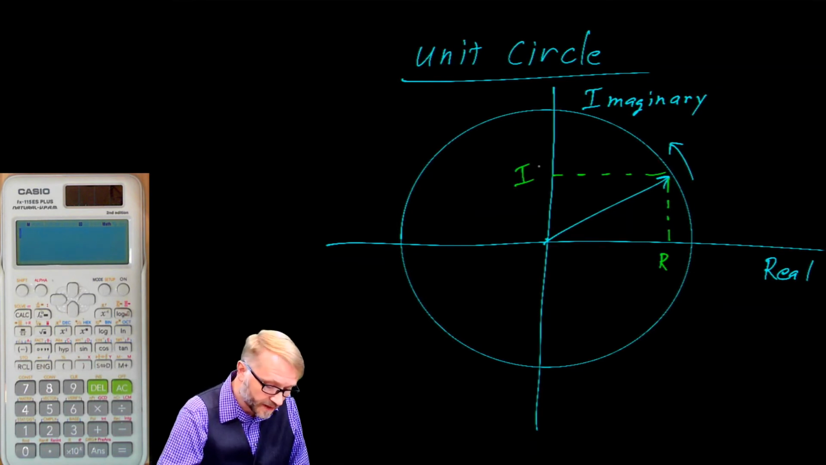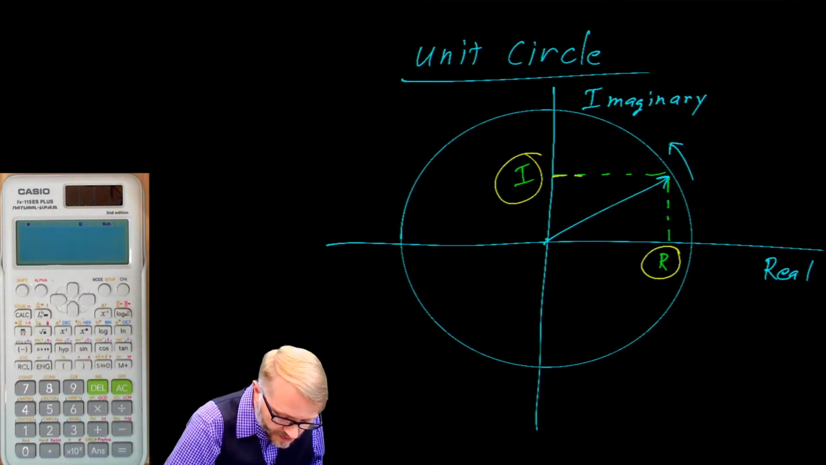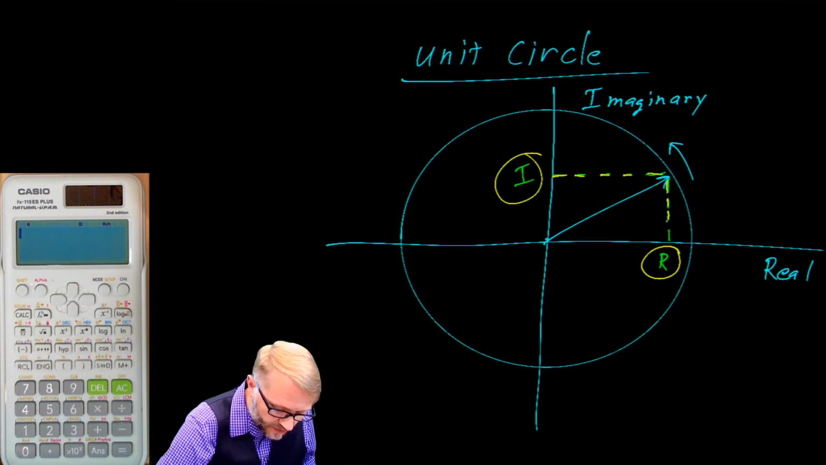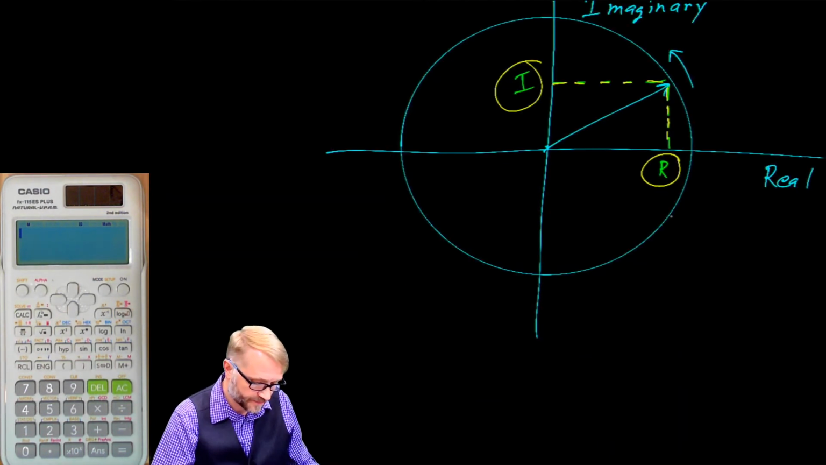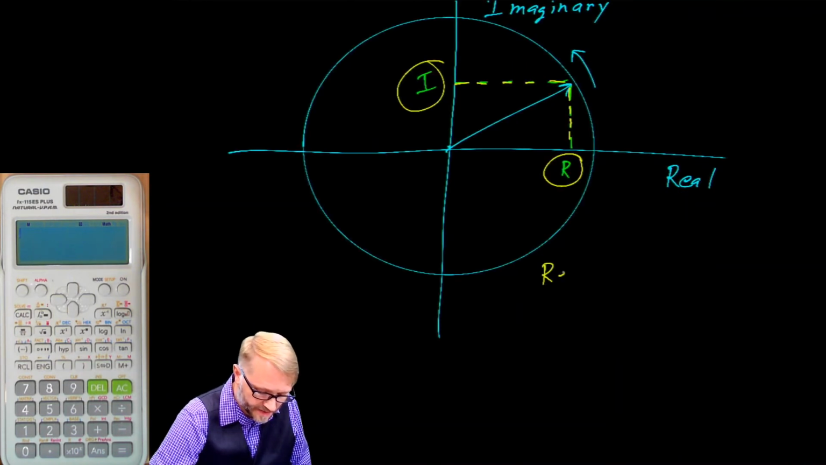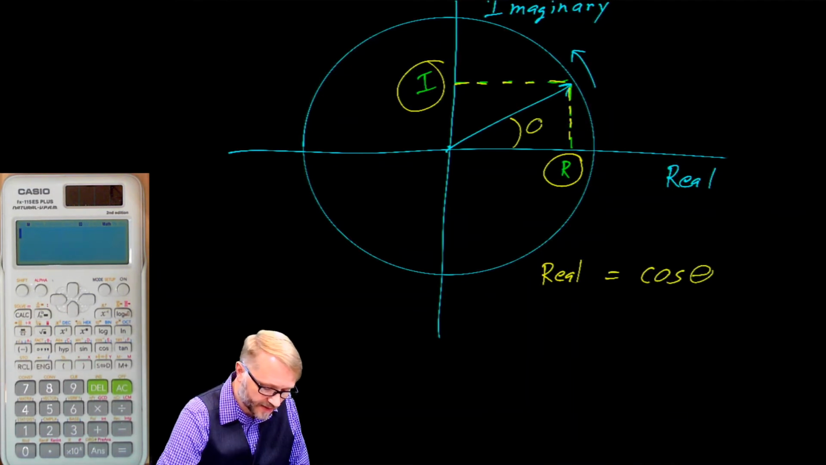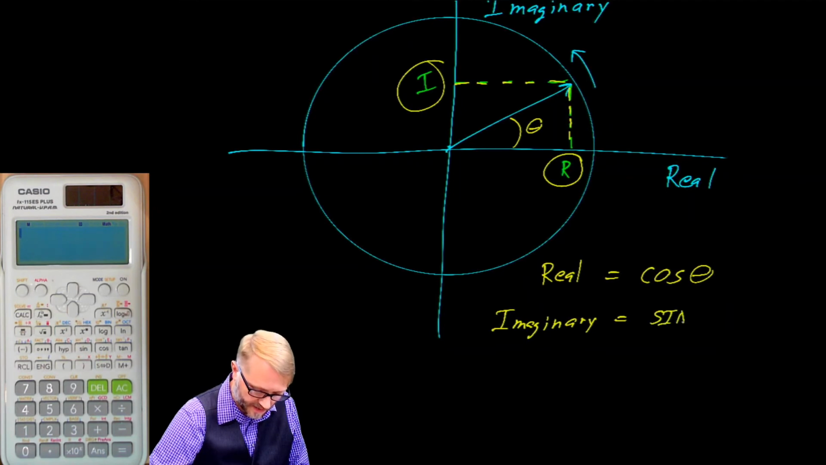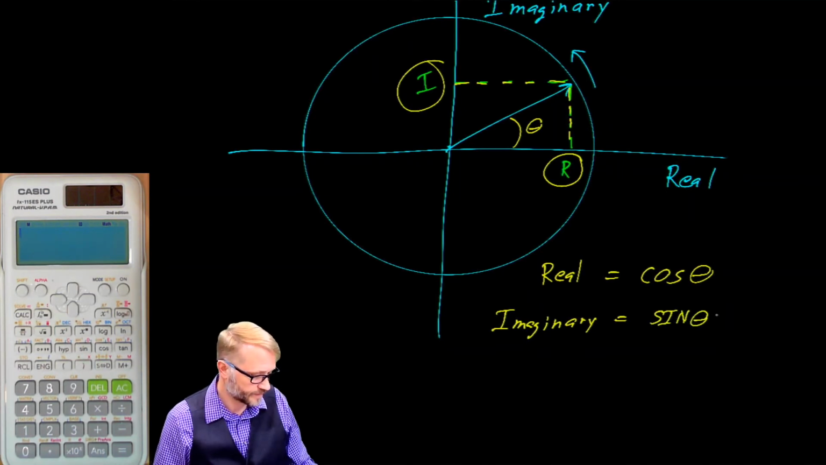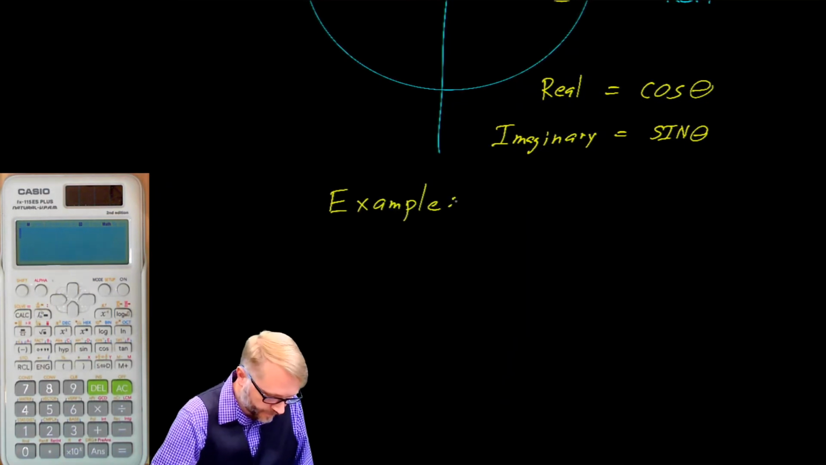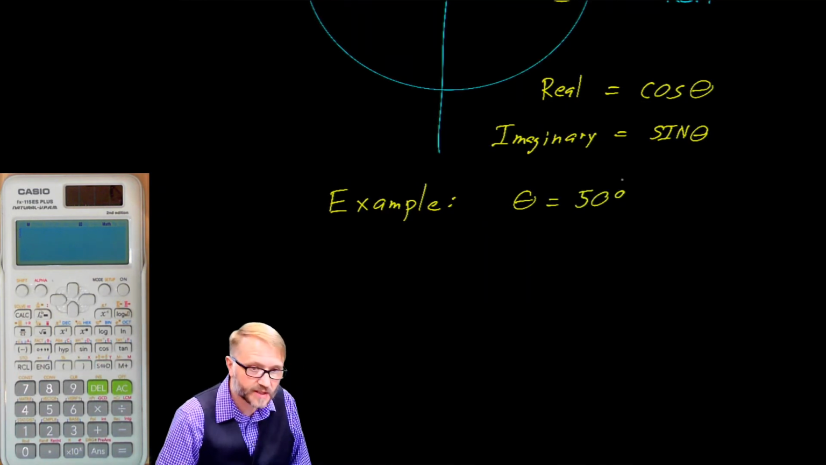Now watch this. Focus here on the imaginary piece and the real piece. Again, those are the two pieces that tell you where this vector is. We would say the real piece is equal to the cosine of theta, where this is angle theta. And we would say the imaginary piece is equal to the sine of theta. For example, let's suppose theta is equal to 50 degrees.